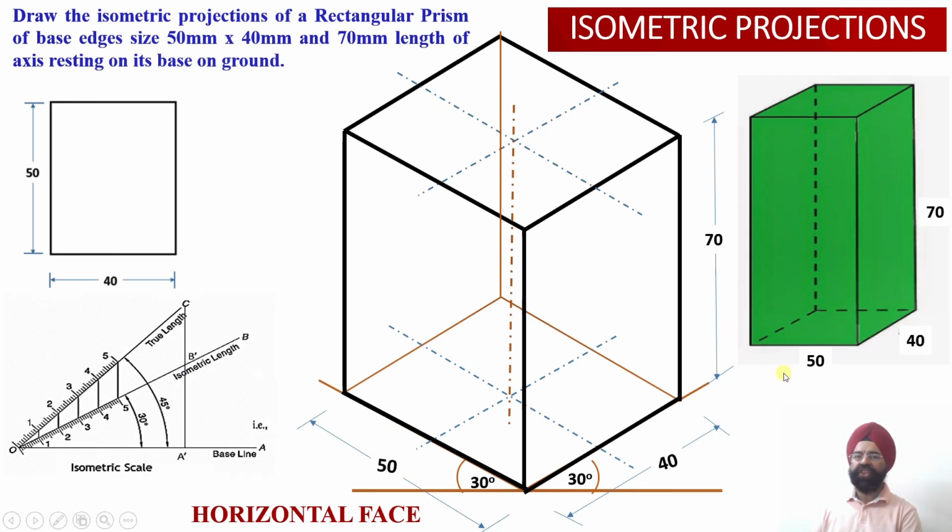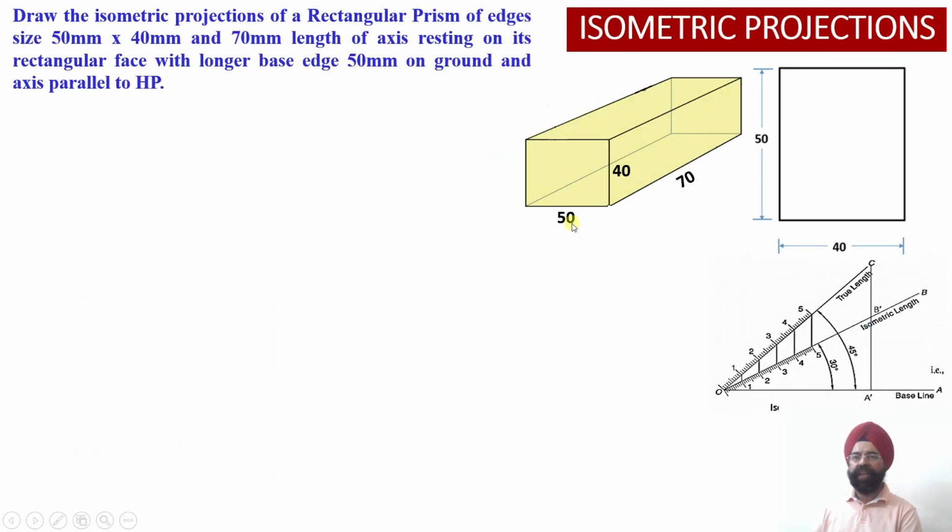So this is the discussion about the isometric projections of the rectangular prism, which is resting on its base on the ground, and it is standing tall and standing upright. So the axis is 90 degrees to the base over there. Now let us start with the second orientation.